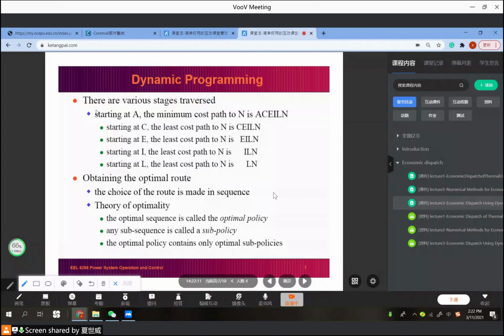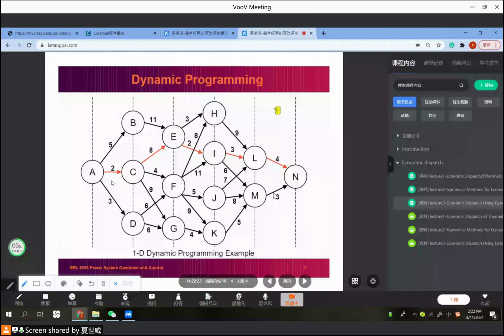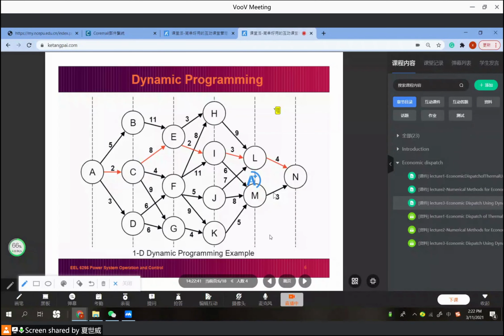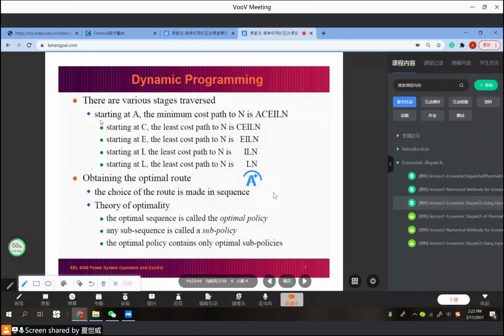So there are various stages traversed, which means that you can choose. There are many choices, traveling from A to N. Starting at A, the minimum cost path to N is A, C, E, L, N. At this step, you don't have to know how to get this. I will show you how to get this. Assume that we have found the best solution by this method.